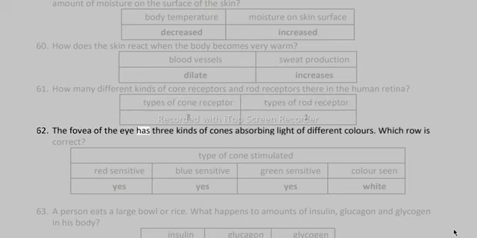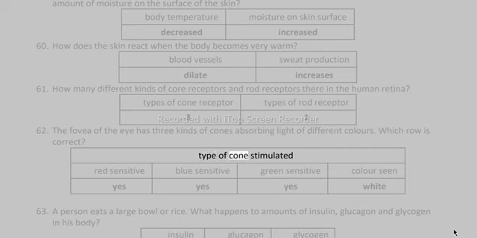62. The fovea of the eye has 3 kinds of cones absorbing light of different colors. Which row is correct? Type of cone stimulated: red sensitive, blue sensitive, green sensitive. Color seen: yes, white.